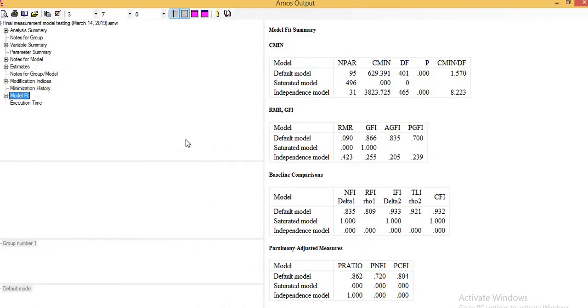Just see this window. This is a window, an output file of the AMOS software, where the chi-square divided by degree of freedom value is given here as 1.5, and the values of AGFI, CFI, NFI, RFI, IFI, TLI, CFI are given here.